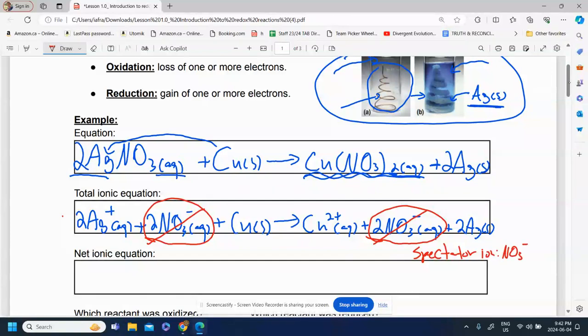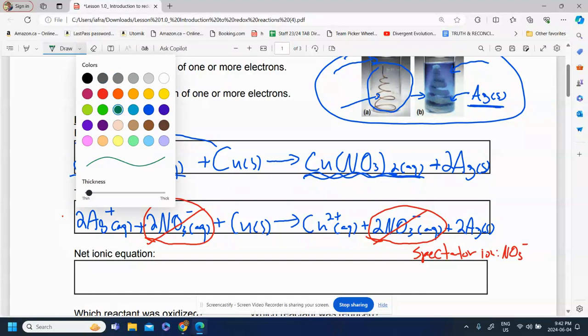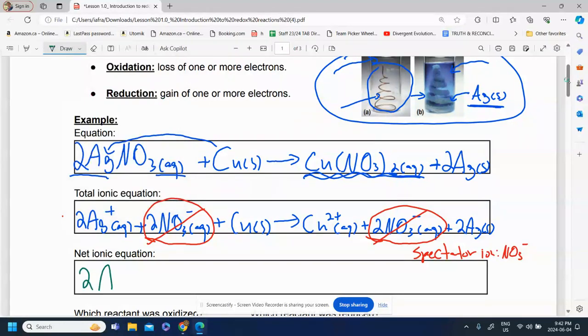Okay. So now we're going to rewrite this with just the stuff that did change. So we had Ag plus initially in a solution. And then we have Cu, solid.